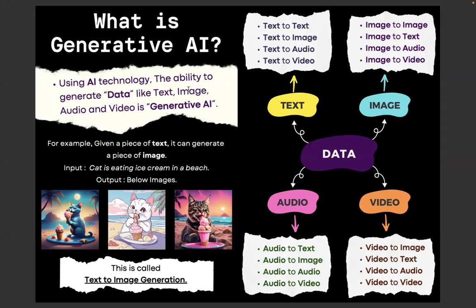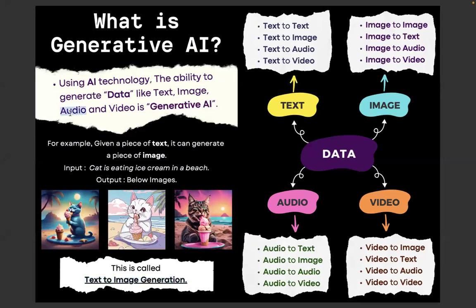There is also image. You can generate an image. Maybe I can give a piece of text. This is the example, I think. You can see that given a piece of text, it can generate a piece of image. For example, a cat is eating ice cream on the beach. That is the input, and I get the output of the images below from the AI model. This is what we call text to image generation.